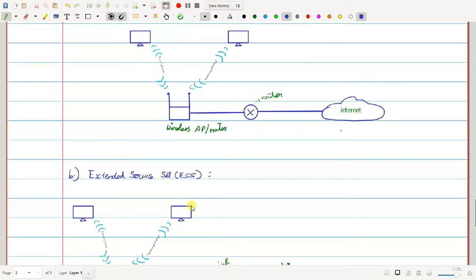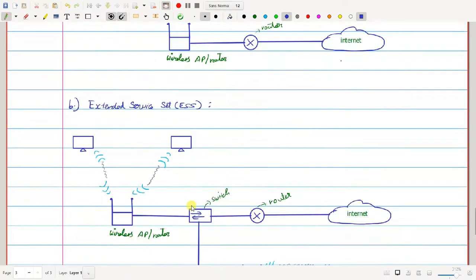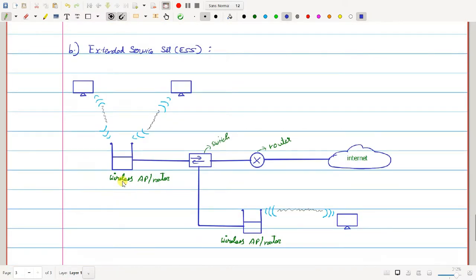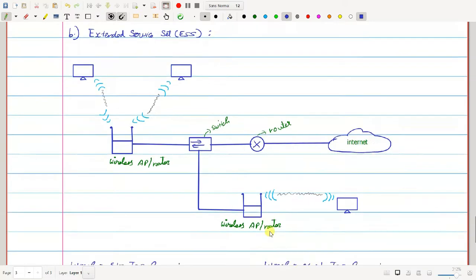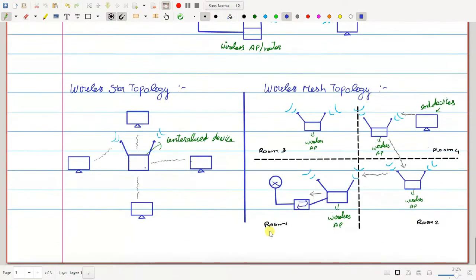ESS is also known as extended service set. It is similar to the BSS, but in ESS there may be the use of one or more wireless access points, which helps to connect more devices in the network. Then we see about wireless star topology and mesh topology. Wireless star topology is similar to the wired star topology, where all end user devices are connected to a centralized device.